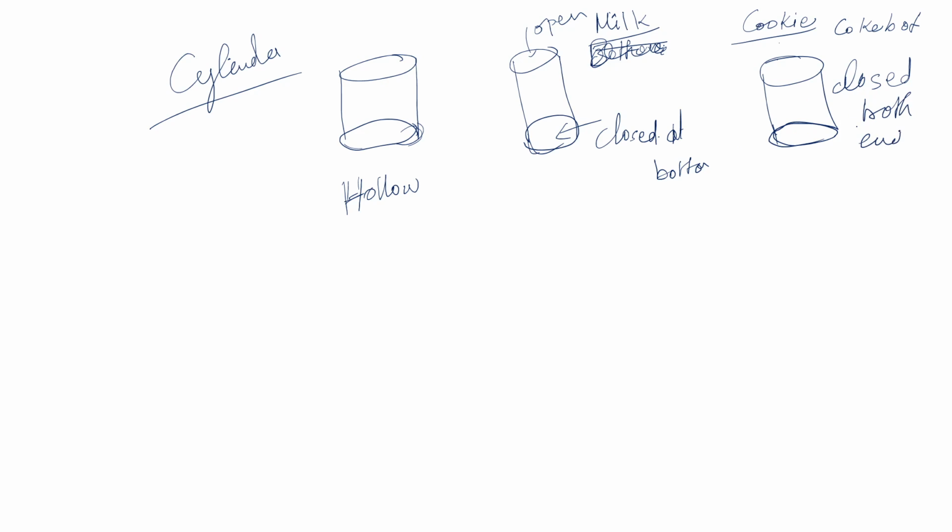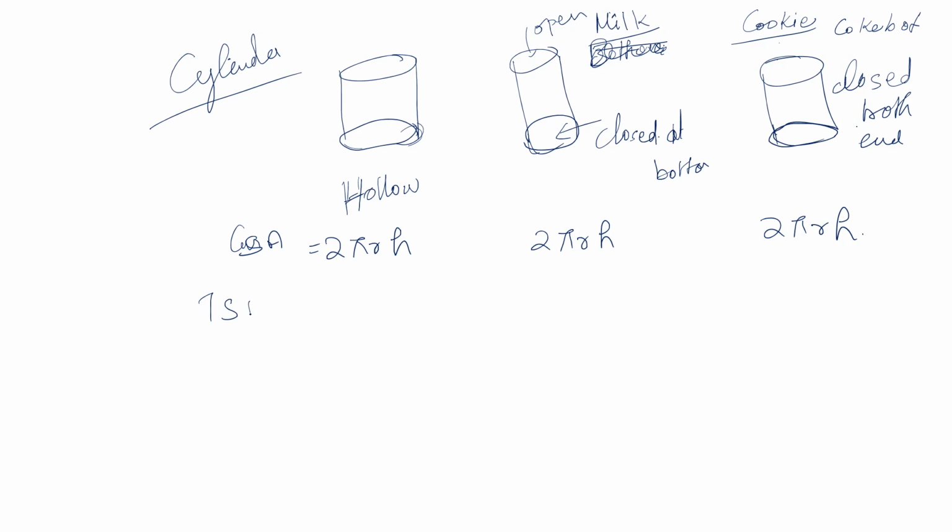Okay, so now what is the curved surface area of this, the CSA? CSA is, without the top and bottom, whatever it is, that is the CSA. Okay, so CSA is 2 pi r h. 2 pi r h. The CSA will be the same in all of these, because all are going to be cylinders.